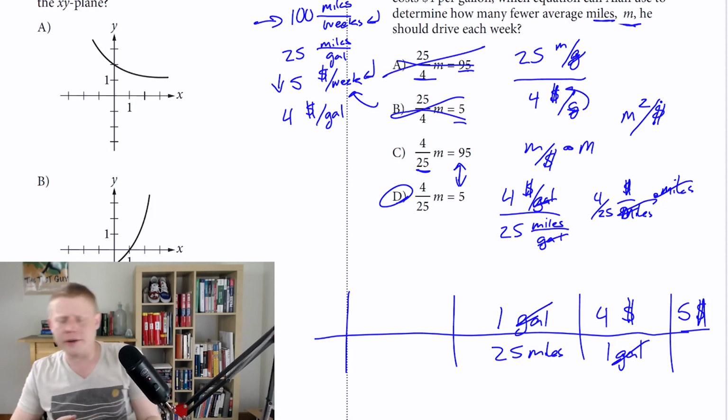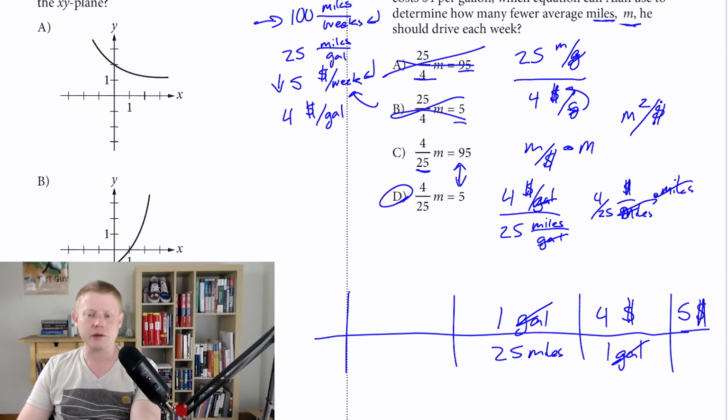A lot of people end up doing it the long way. If you start with 100, you can still get the right answer. But basically what you end up doing is calculate how many gallons you used before, subtracting the equivalent of $5 worth of gallons, and then finding out how many miles that is and subtracting the two. So it is a longer way, but it is feasible.